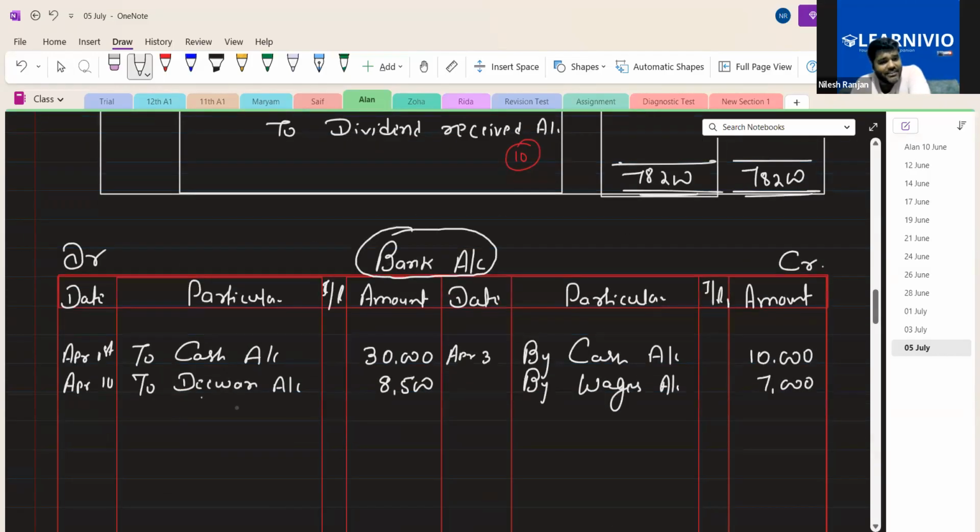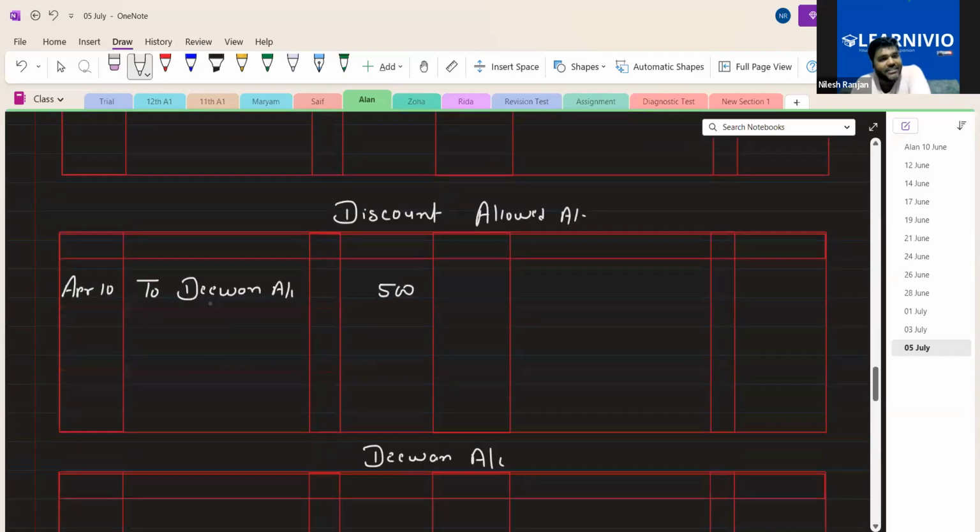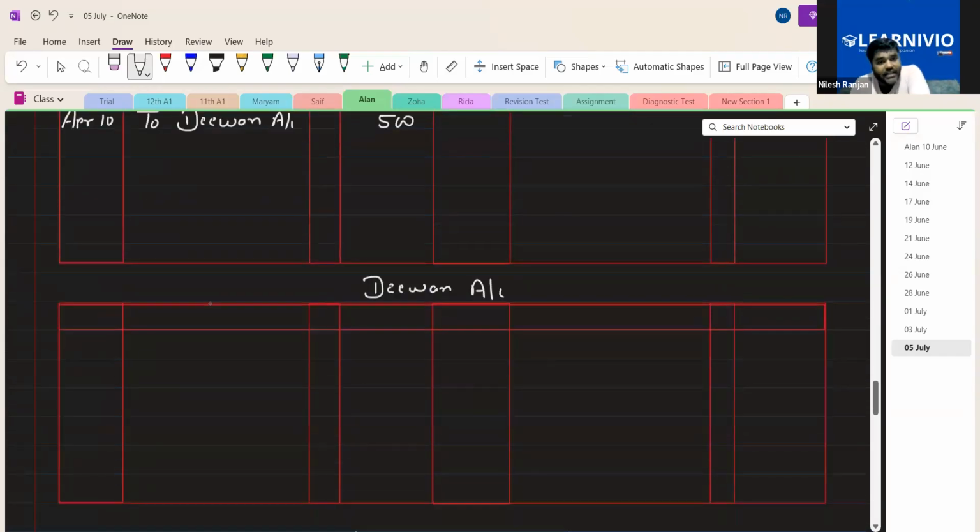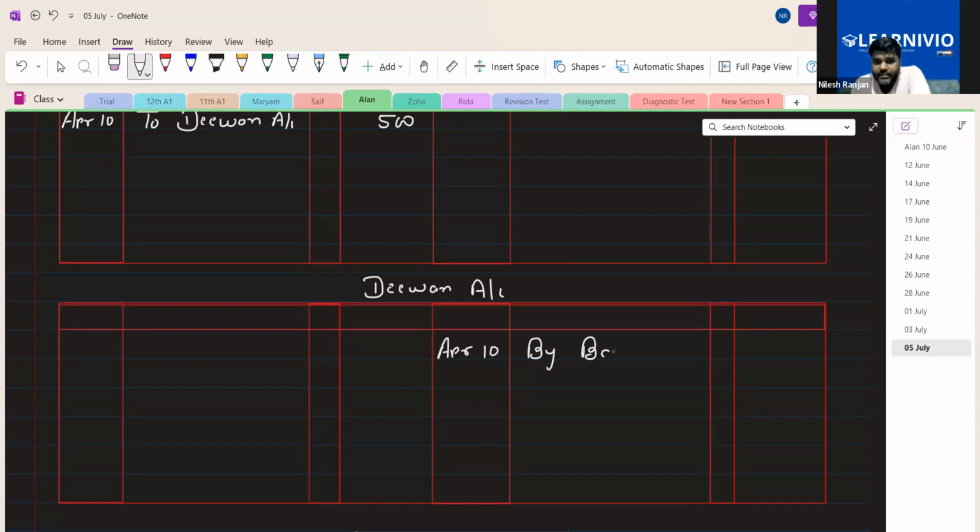Okay. In the bank account, I have written Divan. In discount allowed, I have written Divan on the debit side. And Divan is on the credit side. So in the Divan account, we will write "by cash, by bank and by discount allowed." Is that clear? Yes.